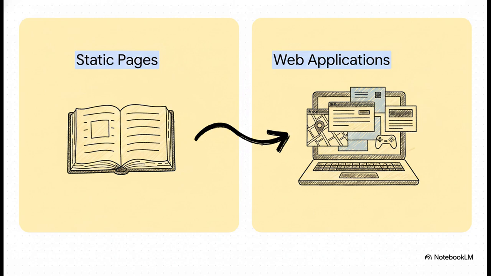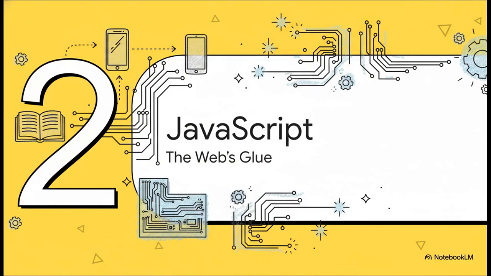Now we have entire applications running right in our browsers. Think about your email, Google Maps, online banking. These aren't just pages anymore, right? They're full-on interactive experiences. So, the big question is, how did we get from that static book to these incredible applications? Well, that brings us to the hero of our story, the thing that literally holds it all together.